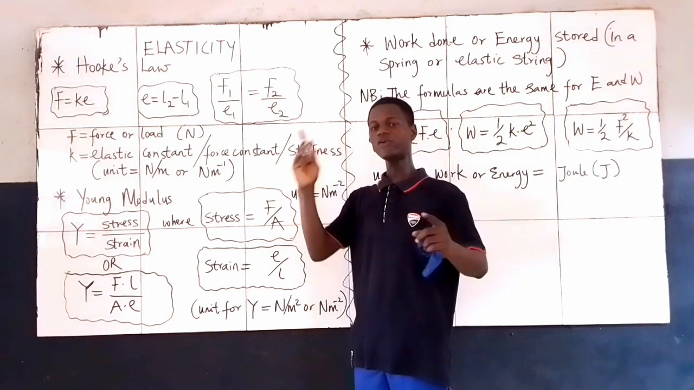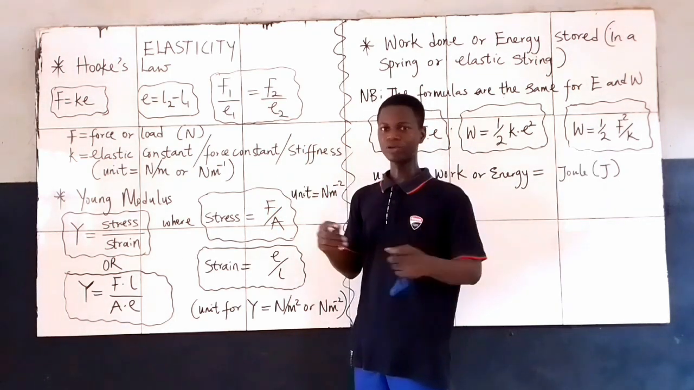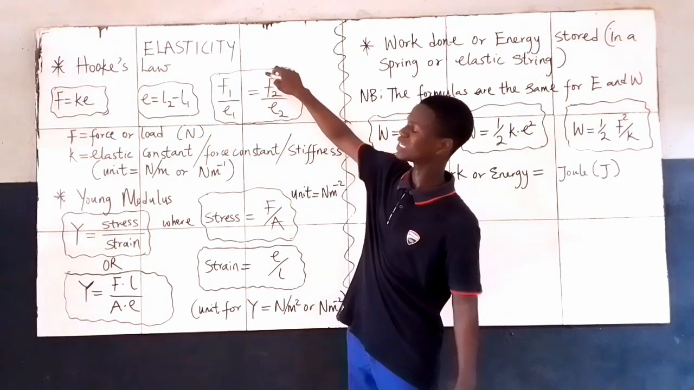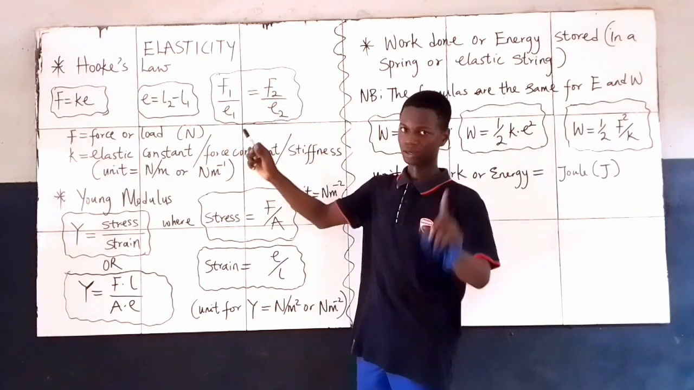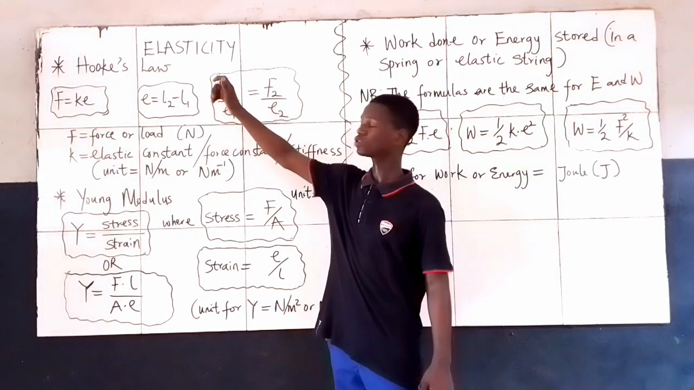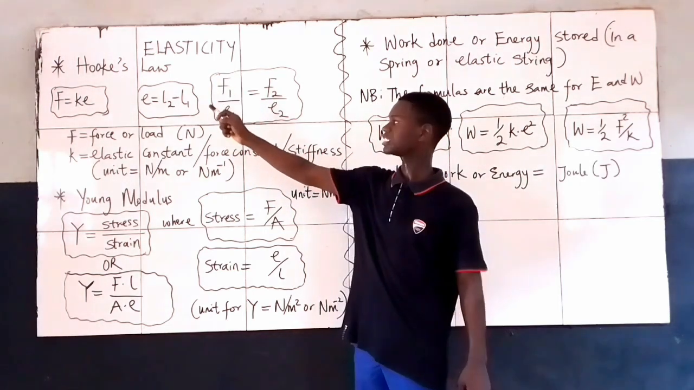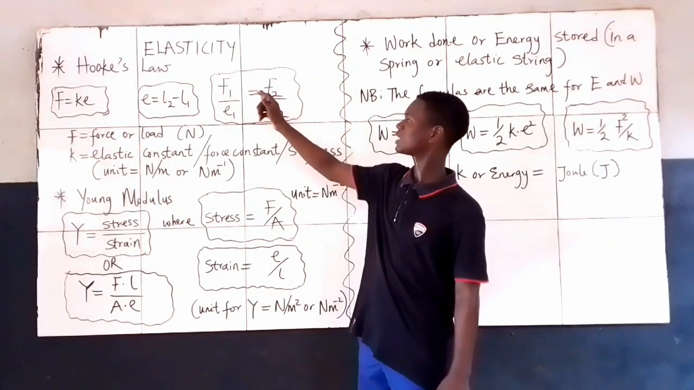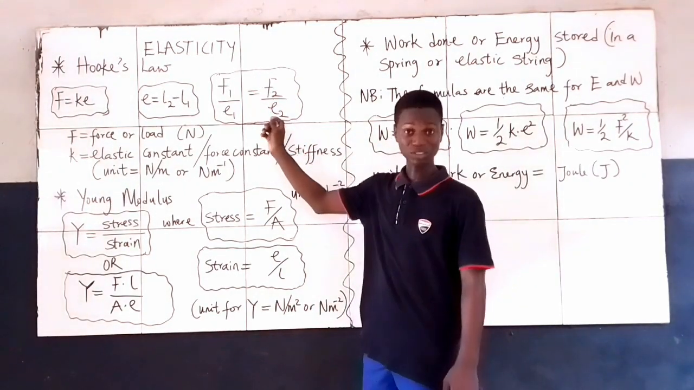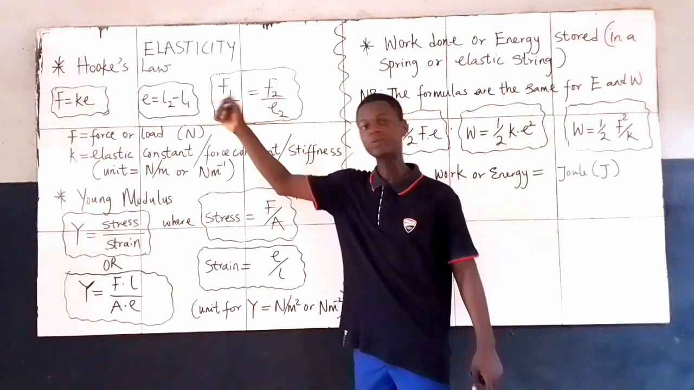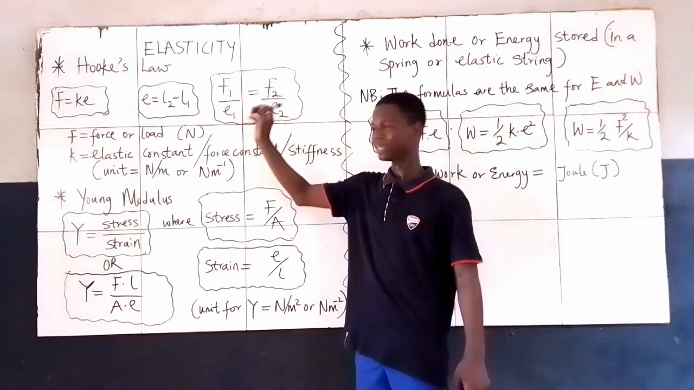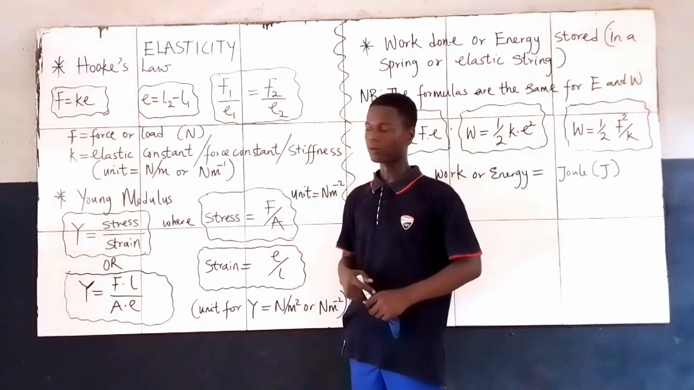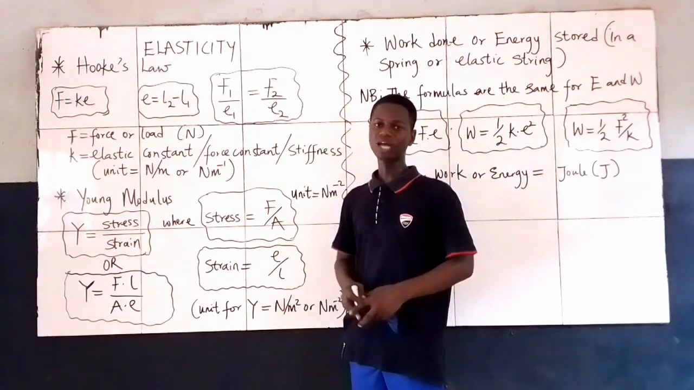They'll say if a force of so and so Newton extends a spring by so and so meter, what is the unknown force required to extend that same spring by so and so meter? So this is the formula you make use of, whereby two scenarios are being compared. So now we know what is under Hooke's law.